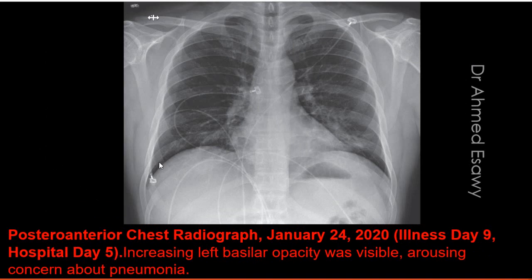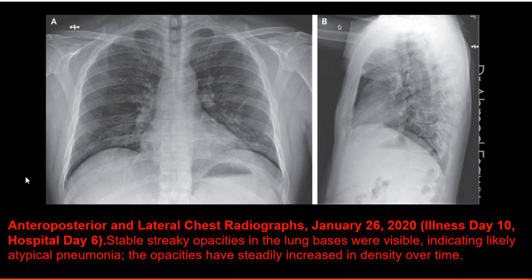This is the next radiograph, illness day 9, hospital day 5. We found increasing left peribasilar opacity, left basilar opacity, raising concern about the presence of pneumonia. Last X-ray done on illness day 9, hospital day 6: stable streaky opacities in the lung bases, indicating likely atypical pneumonia. Opacity steadily increased in density over time. This is the first patient with COVID-19 infection in the United States.